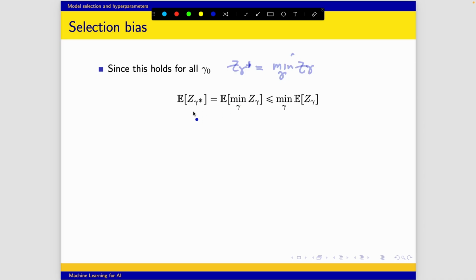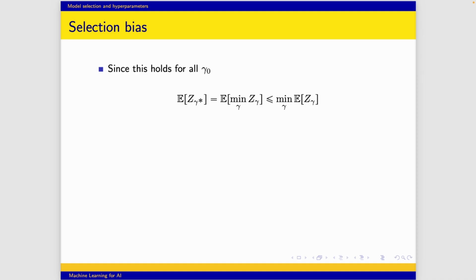And we also concluded that this expectation is less than or equal to the expected value of Z gamma 0 for any gamma 0. And therefore, if the expected value of Z gamma star is less than or equal to this for any gamma 0, then it's true for the minimum over all gamma, the gamma that gives us the minimum of this over all gamma. So we can also write this is less than or equal to the minimum over gamma of the expected value of Z gamma.